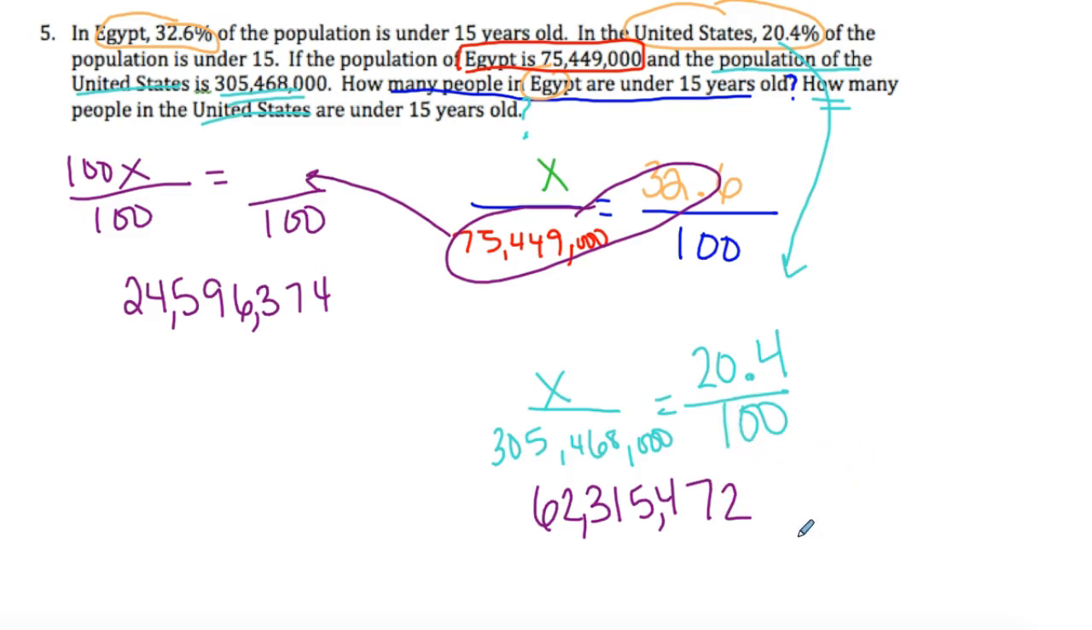That means smaller, right? So this would include all the babies and stuff. So these are people in the US, and these were people in Egypt.